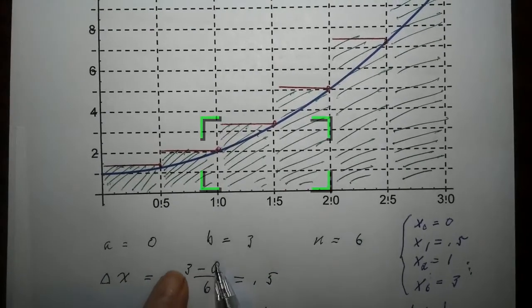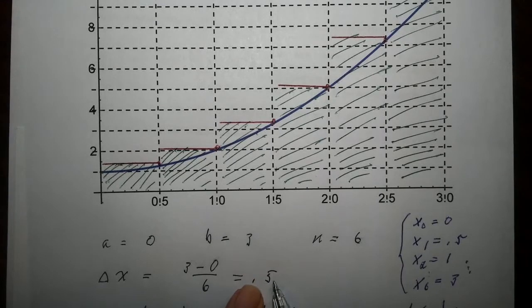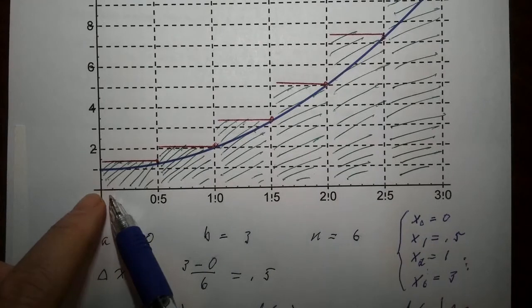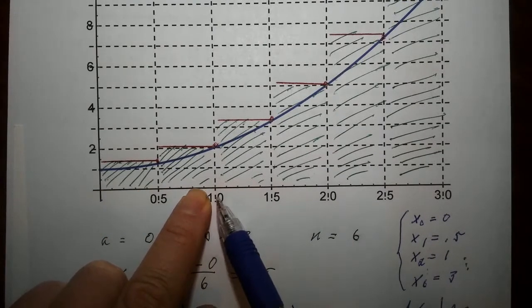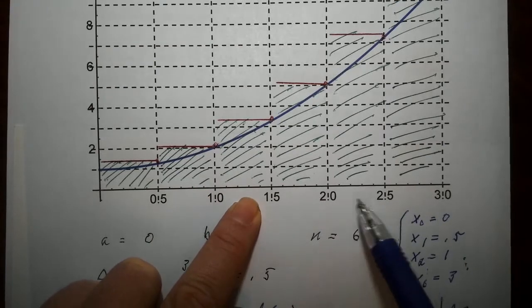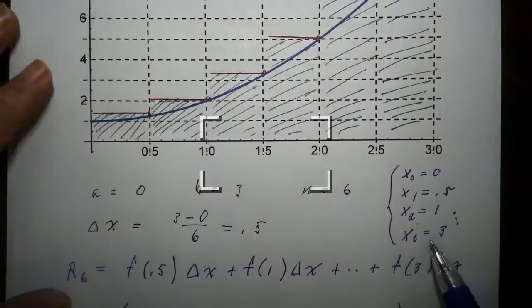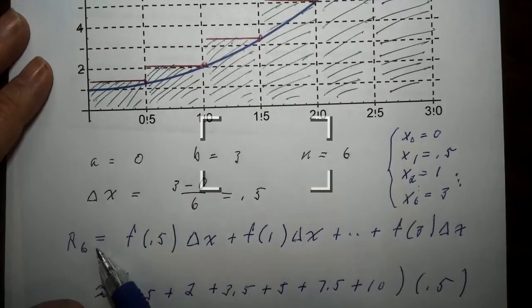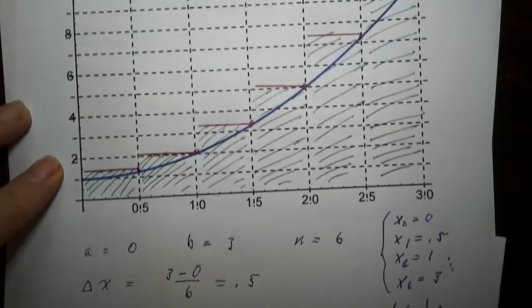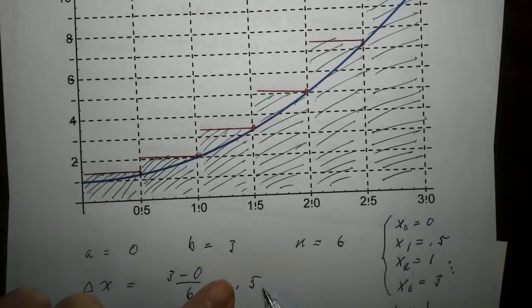So the width of each one is going to be 3 minus 0 over 6, which is 0.5. And I'm going to label the endpoints of the subintervals. x0 is 0, x1 is 0.5, x2 is 1, x3 is 1.5, x4, x5, and x6 is 3. Now, there's different ways we can construct our rectangles. I'm going to use a right-hand estimate, R6. Each of my rectangles will have the same base, delta x, which is 0.5.